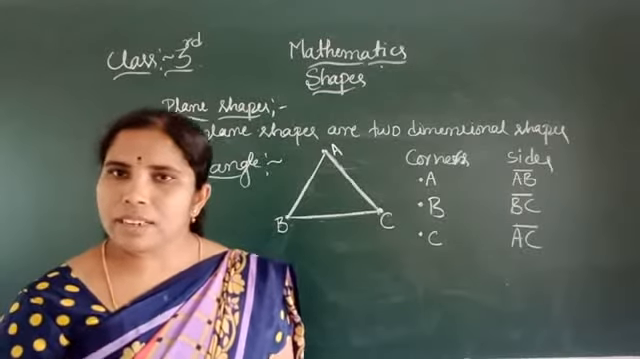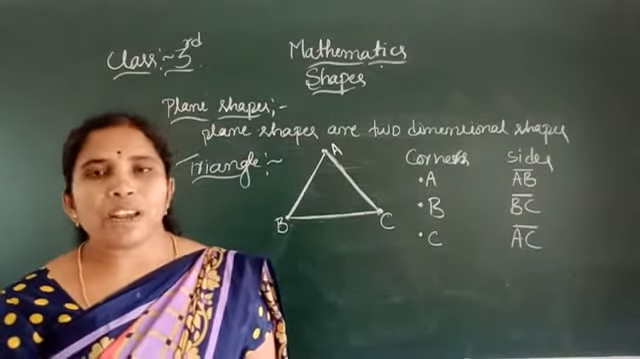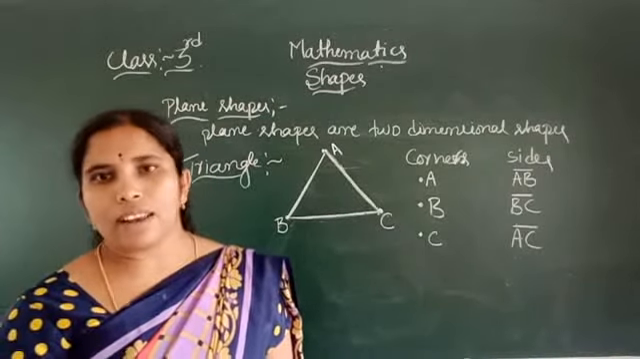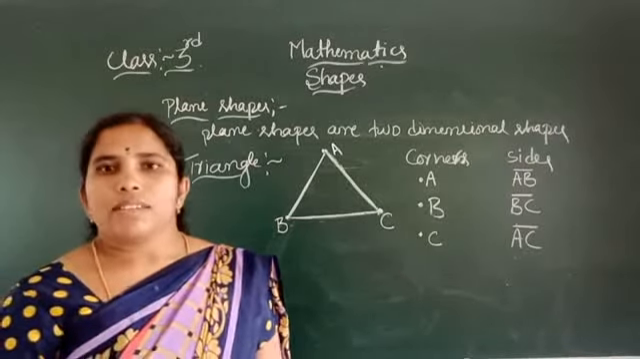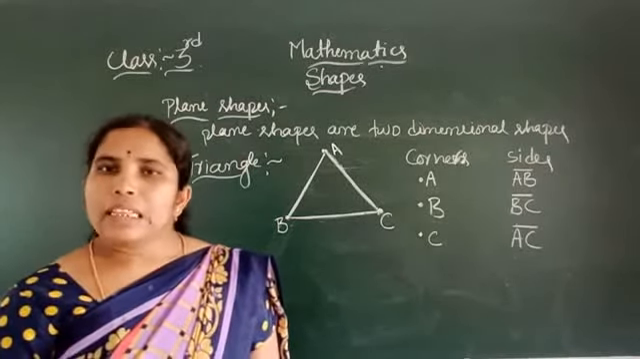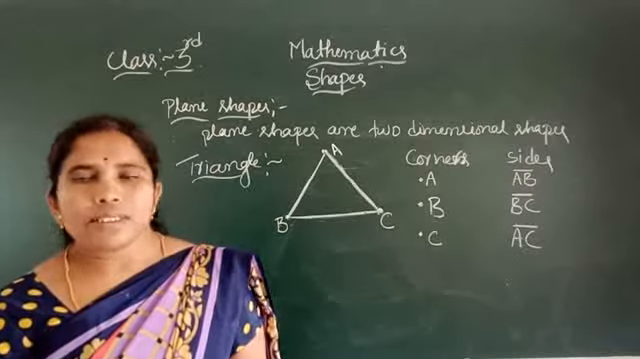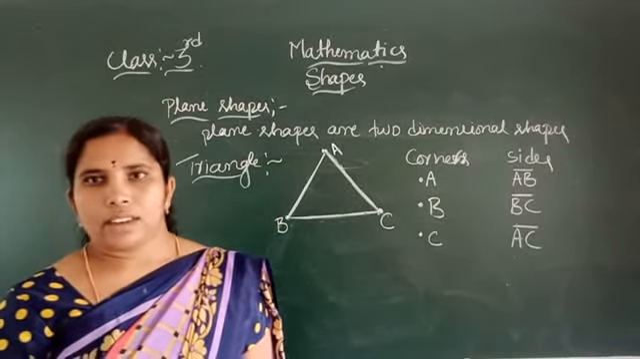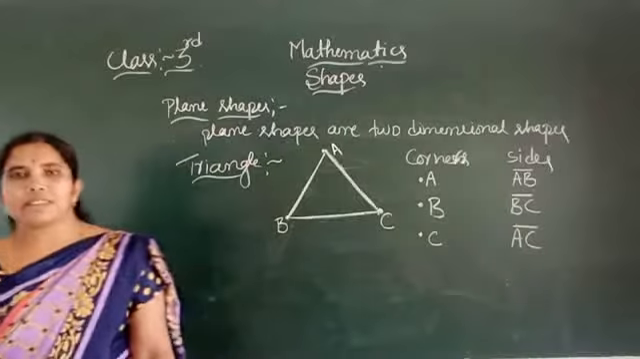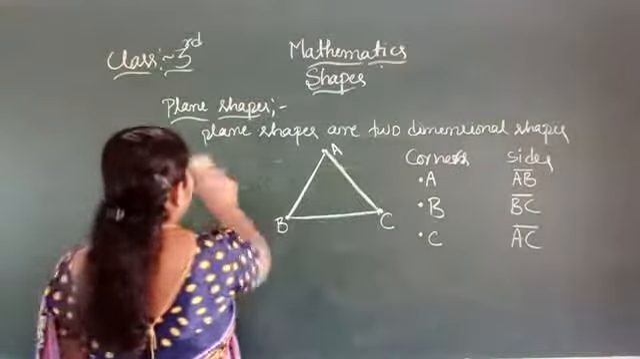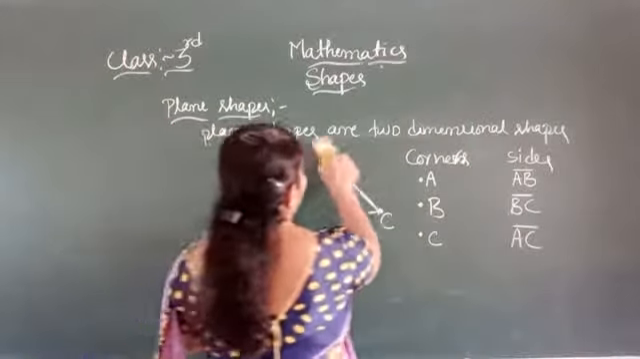Do you understand, students? So the first plane shape is the triangle. This is the smallest plane shape. A triangle has three corners and three sides. Okay, the next, second shape, is the rectangle.